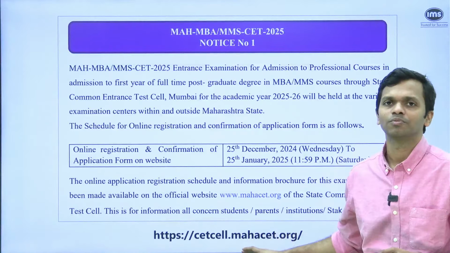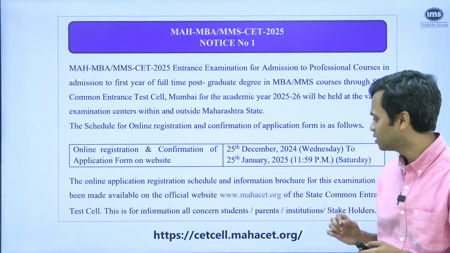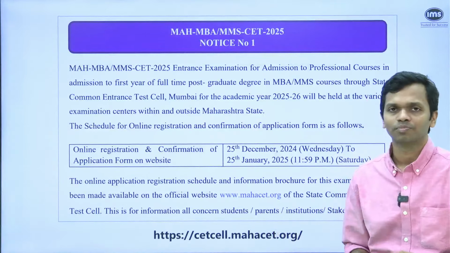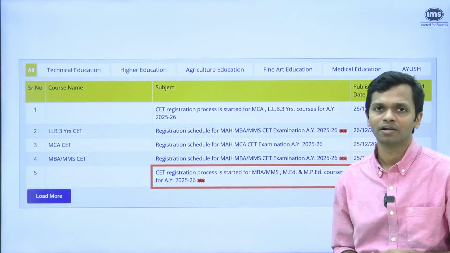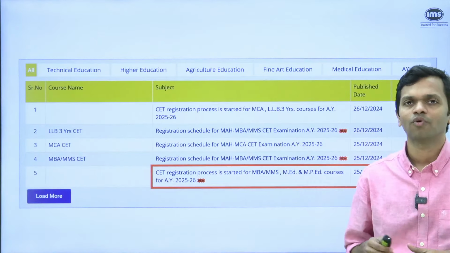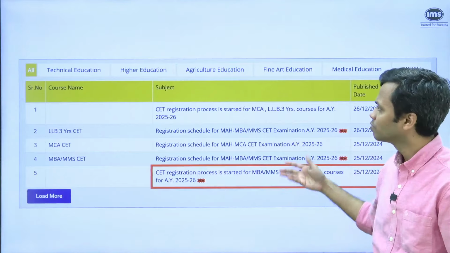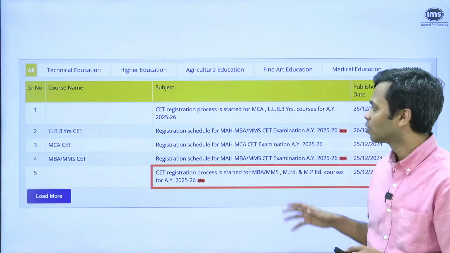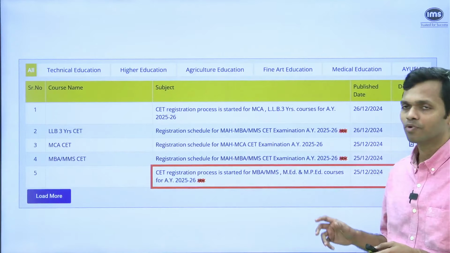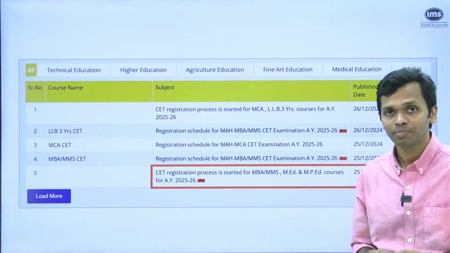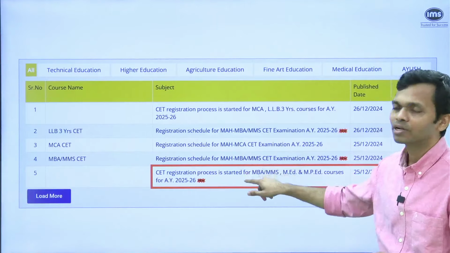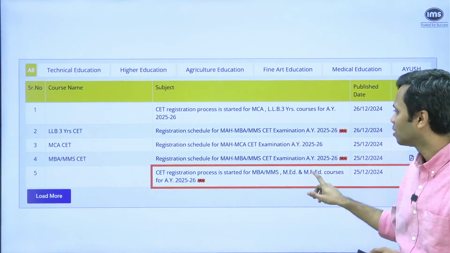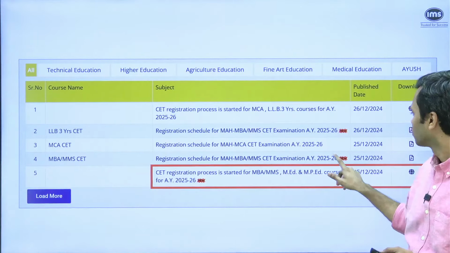To begin your registration process, you have to go to this website, which is cetcell.mahacet.org. Once you visit this website, you'll be able to see a screen like this, which is basically the schedule of all the things that are going to happen. Here you will keep on seeing a lot of notices and updates from the CET cell. The ones relevant to you at this point of time, for those applying for the Maharashtra MBA CET, are number 4 and number 5. Of course, this number may change by the time you are watching this video, but this is what you should be looking at.